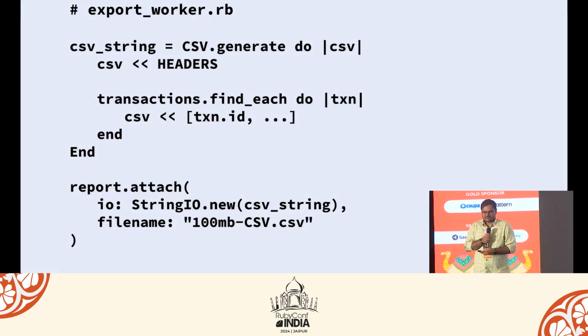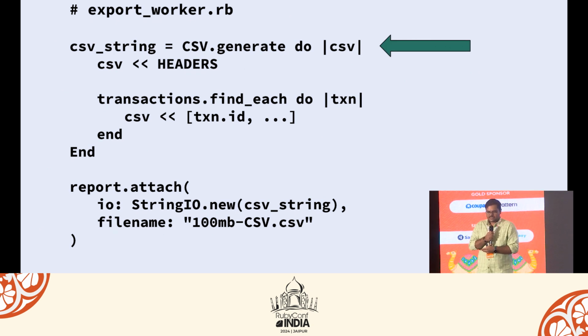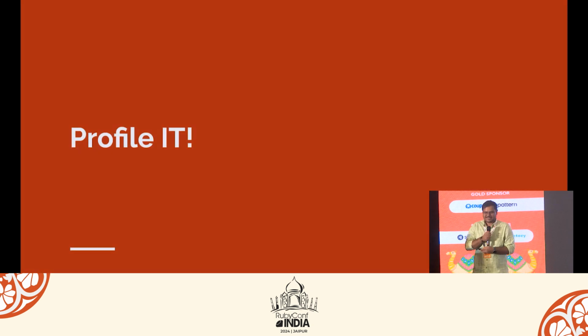Let's look at the code. It is just CSV.generate. We are creating some attributes, pushing them to the CSV, and attaching it to Active Storage. The main method we need to look into is CSV.generate. What it does is create a CSV string and append it to an object. Keep that in mind.